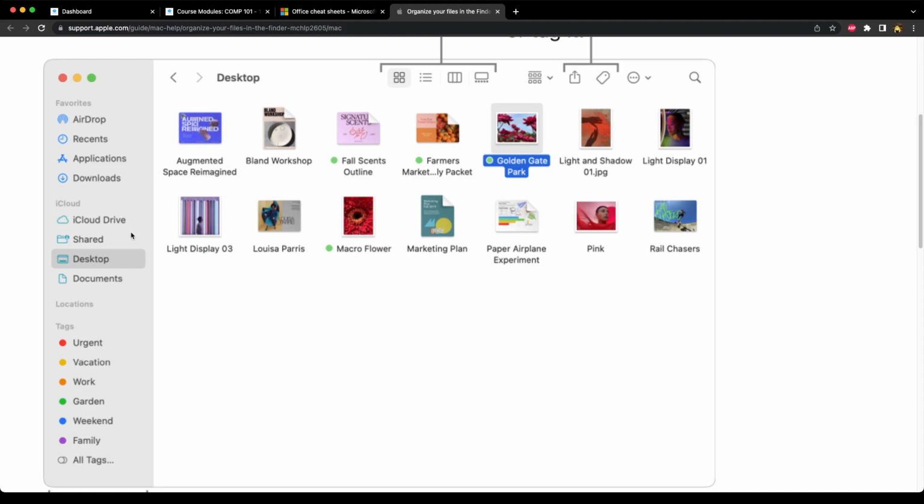So here, as you can see, they clicked on desktop, so you can see all your stuff. When you see these green dots, that just means that it's correlating with a tag. As you can see here, we have macro, flower, Golden State Park, right? And those correlate with garden.